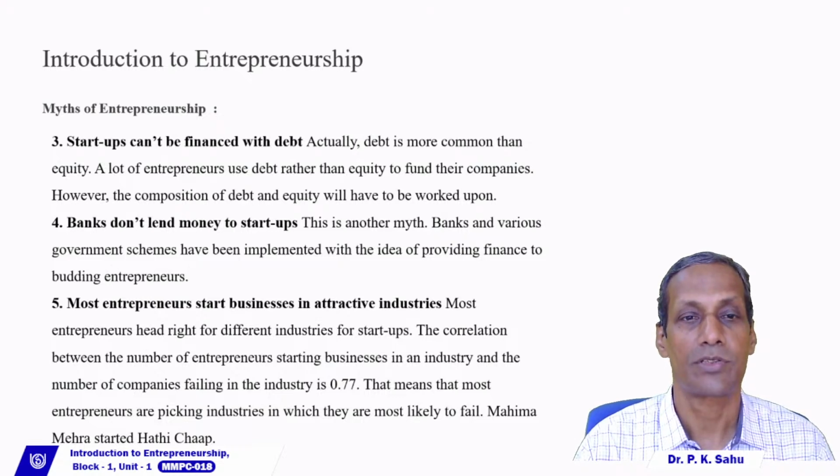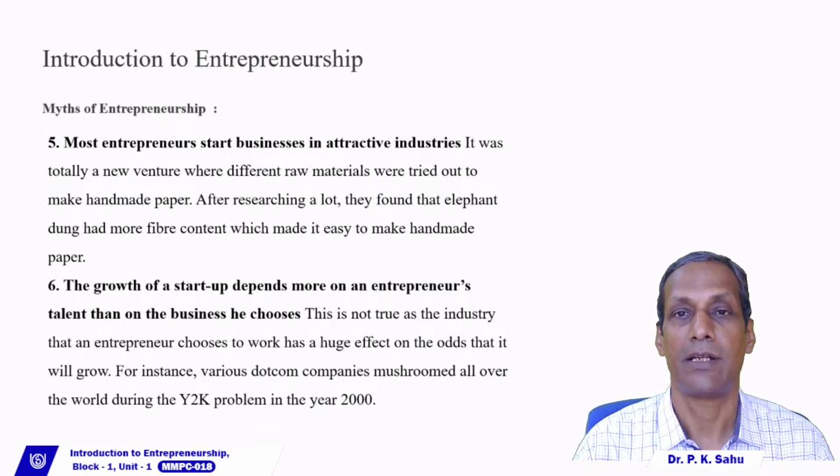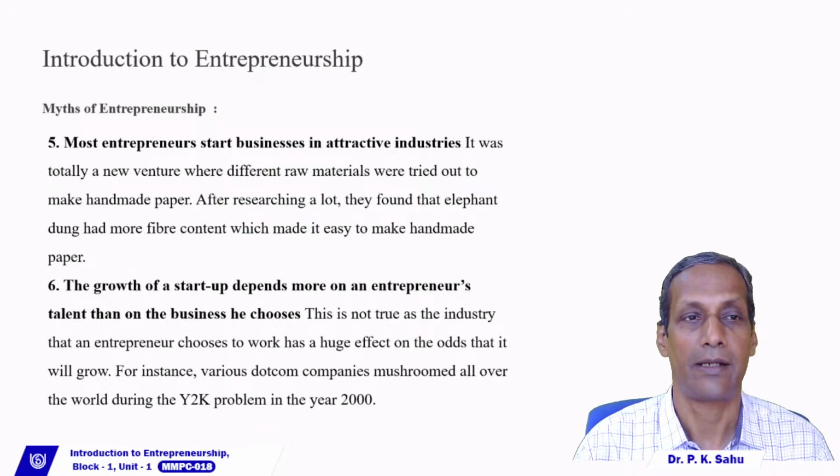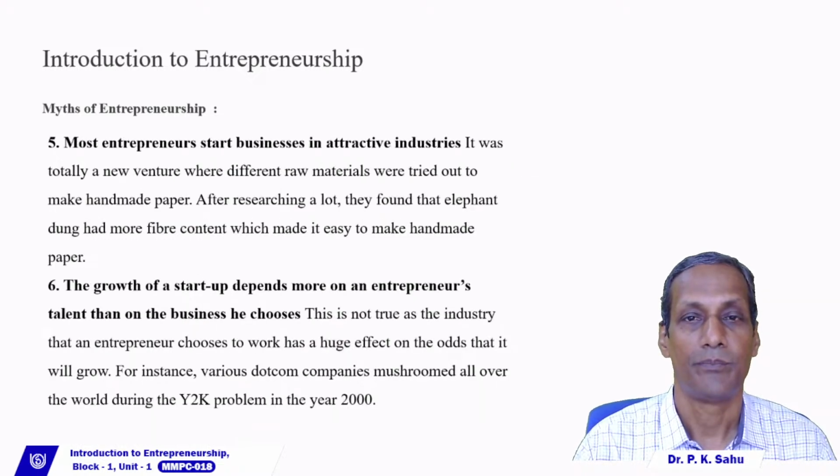entrepreneurs. Most entrepreneurs start businesses in attractive industries. It was totally a new venture where different raw materials were tried out to make handmade paper. Maima Meher started Hatichar. After researching a lot, the people in the company found that elephant dung had more fiber content, which made it easy to make handmade paper.